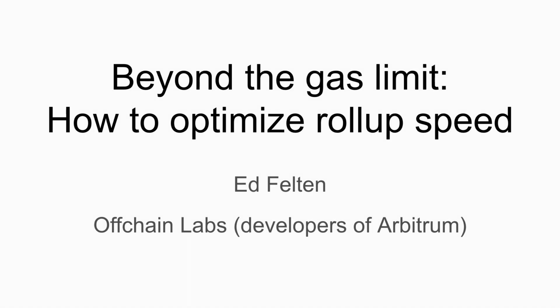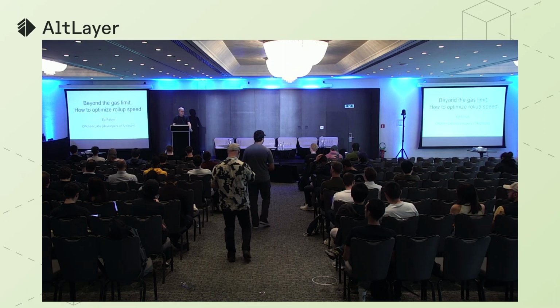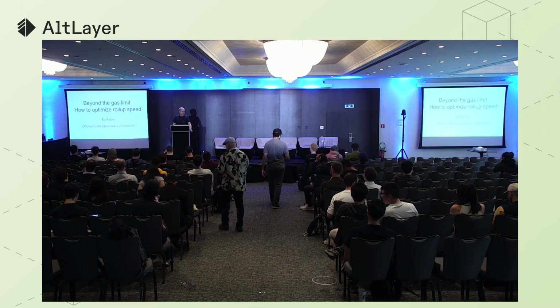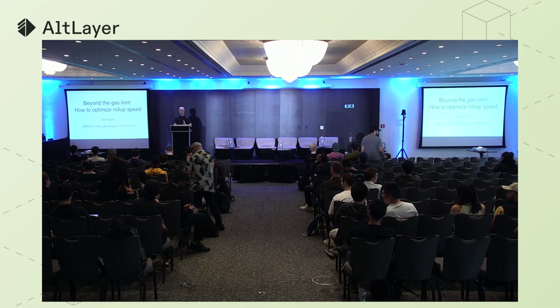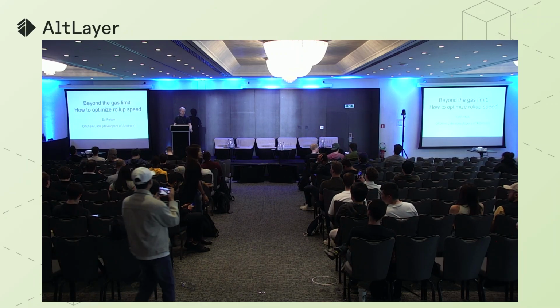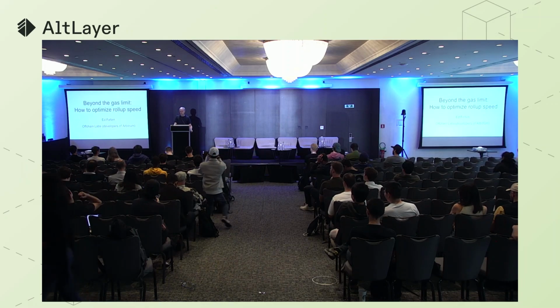My name is Ed. I'm a co-founder and chief scientist at Offchain Labs, the developers of Arbitrum. And I like to talk about ideas. I like to talk about practical ideas. So I'm going to talk about some of the thinking that we've been doing in our research community about how to optimize the speed of rollups.